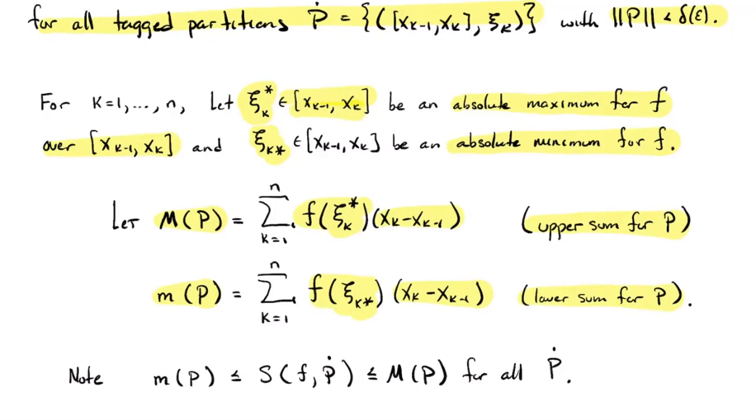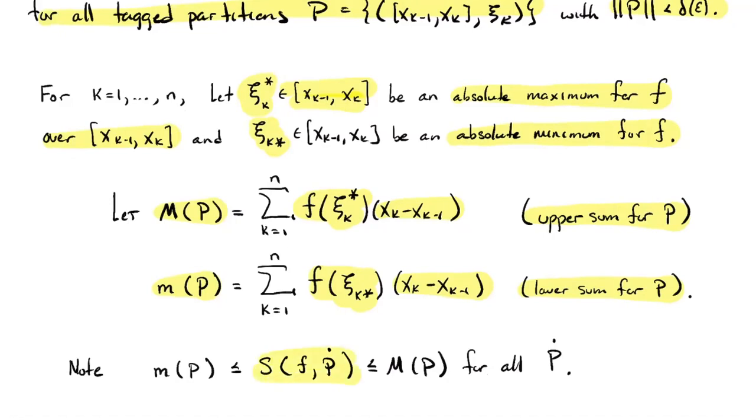Okay, so because over each subinterval, I'm using the absolute minimum and absolute maximum, it would follow that any Riemann sum for any tagged partition would always be at least that lower sum and no more than the upper sum. Probably a good place to stop the video and convince yourself that that's true if it's not clear as I say it. But this lower sum is the smallest of all possible Riemann sums for the partition P. The upper sum is the largest of all possible Riemann sums for the partition P. Any other Riemann sum, any other choice of the tags would fall between them.